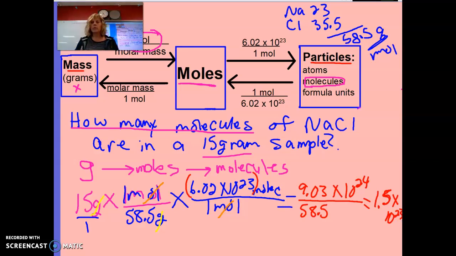1.5 times 10 to the 23rd. Again, don't forget, you probably want to put parentheses around this when you're punching it in your calculator if you're doing it this way. So 1.5 times 10 to the 23rd. Does that seem reasonable?